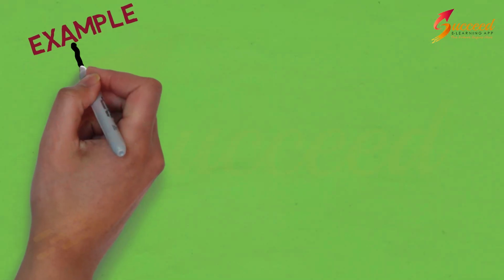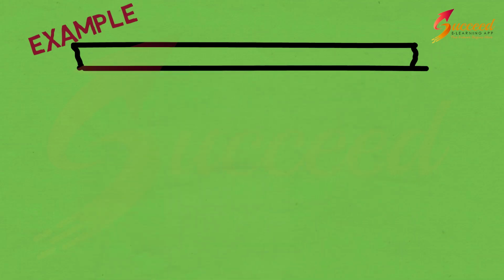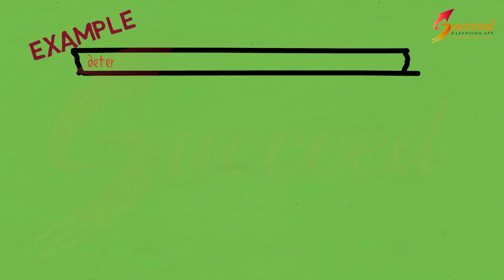Now, let us consider another example. This question is asking us to determine the arithmetic progression where the third term is 5 and the seventh term is 9.